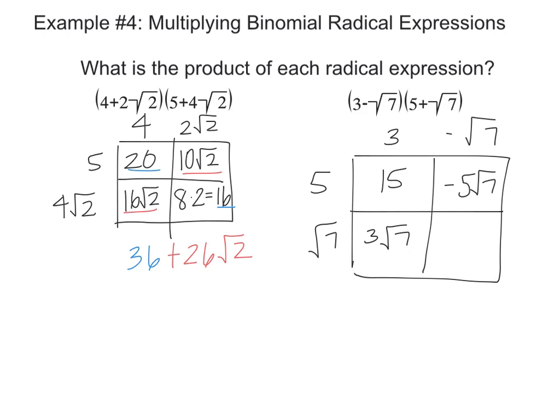And this will give me, now again, look at the coefficient. There's a 1, and this is technically negative 1. So this becomes negative 1 times the square root of 7 times square root of 7 is 7. So this gives me negative 7. So when I add these terms, 15 and negative 7 will give me 8. And then 3 square root of 7 and negative 5 square root of 7 is negative 2 square root of 7.